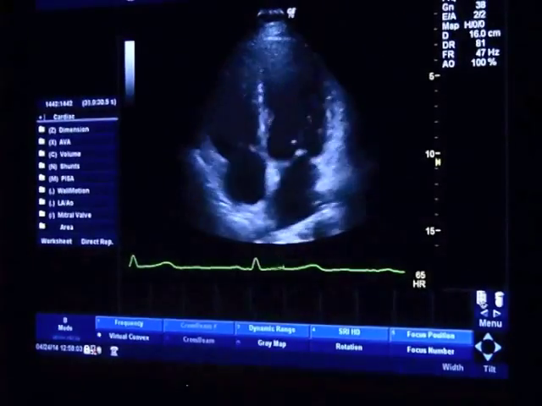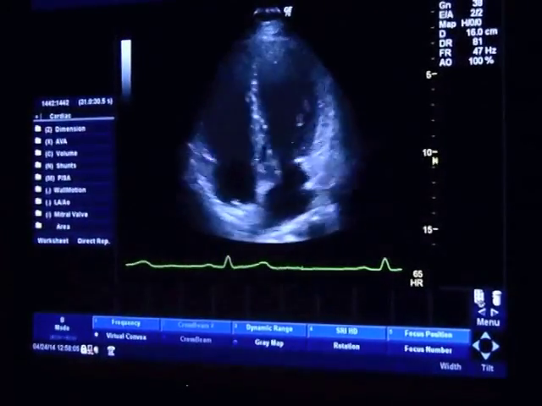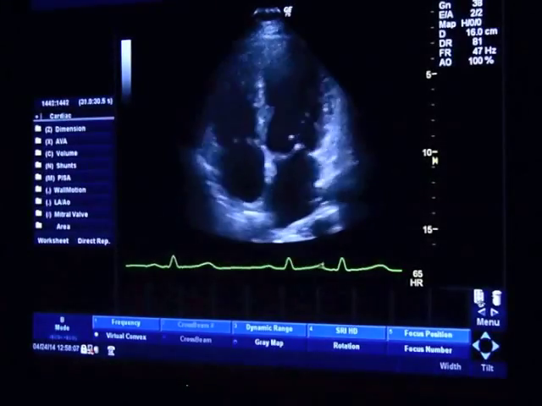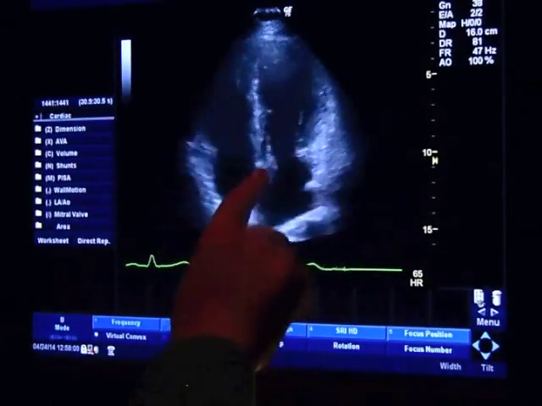Next is an example of what the heart looks like on ultrasound. There are numerous steps that need to be done when performing a protocol of the heart. This next video clip is just showing what the heart looks like on ultrasound. Alright, so now we're going to go ahead and take a look at the heart. You can see here all 4 chambers really nicely.